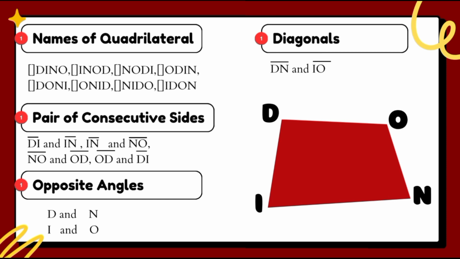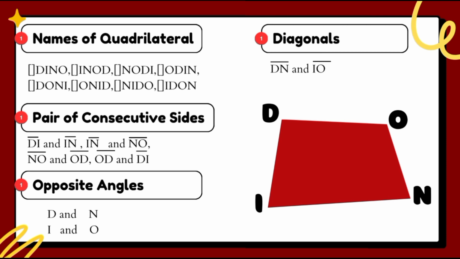So the next one is we have the opposite angles. When we say opposite angles, means is magkaharap lang sila. So we have here the example. The example is the angle D and angle N, angle I and angle O.